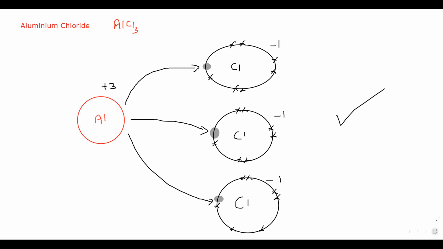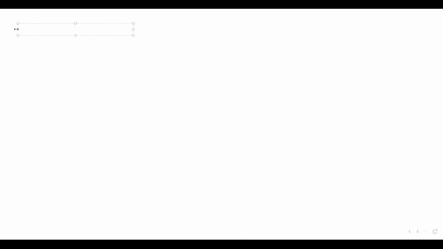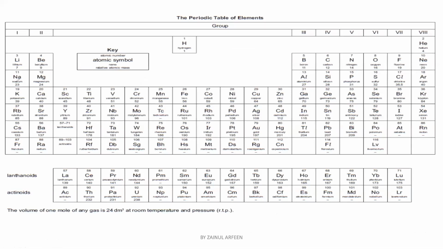Another example, calcium oxide. We want to draw the structure of calcium oxide. Calcium belongs to group 2, valency is +2. Oxygen belongs to group 6, valency is -2. What will be the chemical formula of calcium oxide?